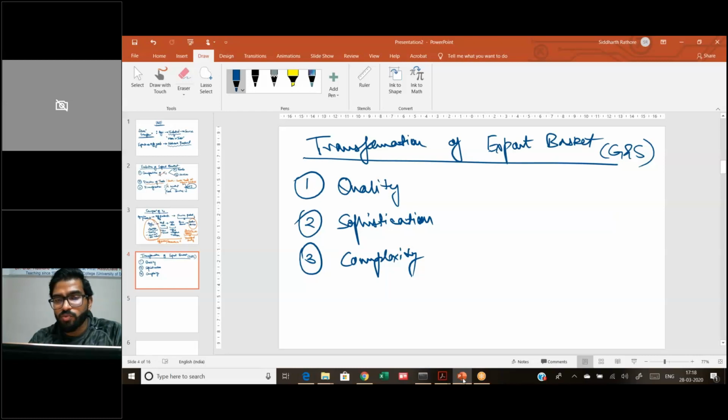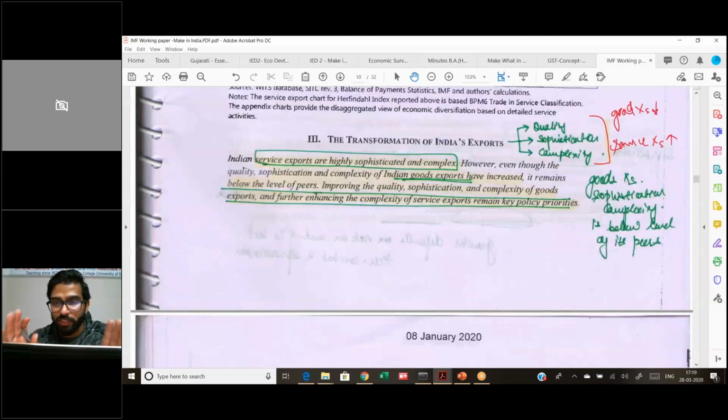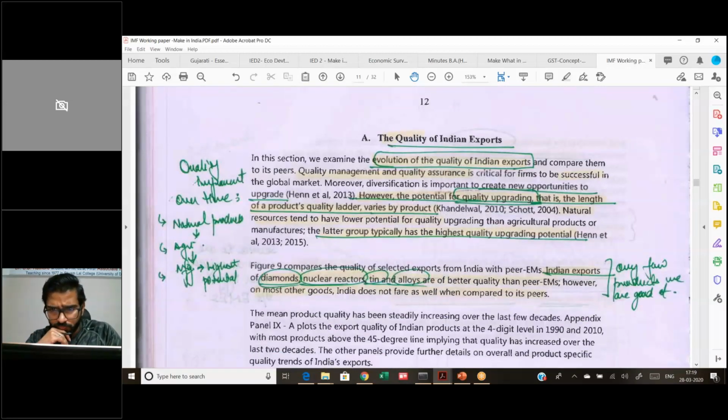On the basis of these three jargons, we will also be able to analyze later in this reading where the potential lies. So let's start our discussion. As you can probably imagine, on complexity, sophistication, and quality, if you look at all three parameters, India's goods exports are not performing as well as India's contemporaries, the emerging economies. While when we talk about service exports, India is doing well, and even better than the peer emerging economies. That is the concluding part. But let's see how it talks about each of these components.